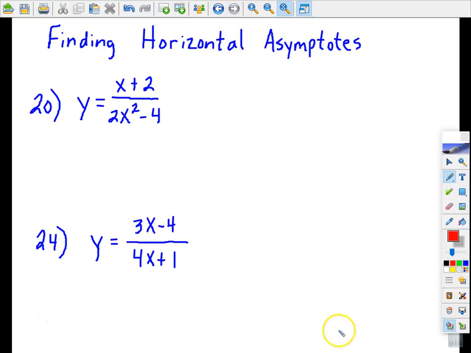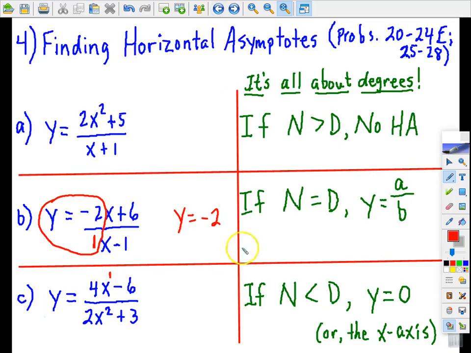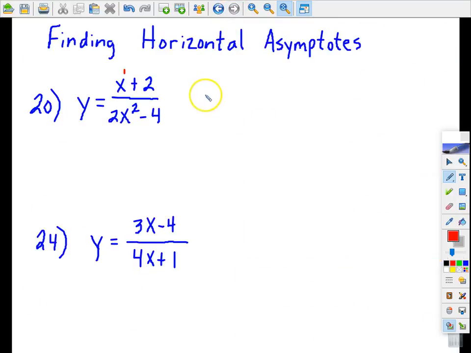And now let's apply this thinking on these last problems, 20 through 24. Checking out the degree of the numerator, it's 1. The degree of the denominator is 2. So the bottom is bigger. Remember what that means. When the bottom is bigger, or in this case the numerator is less, then the horizontal asymptote will be the line y equals 0. So that's your answer for number 20.